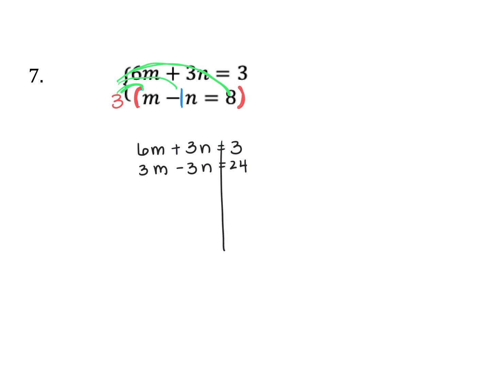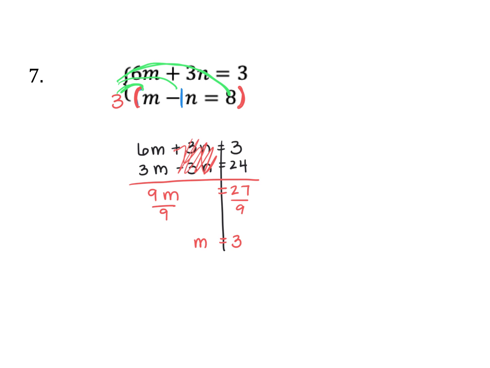Okay, draw my line right here. Now I'm going to add straight down. 6 plus 3 gives me 9m. If I have a positive 3n and a negative 3n, those are gone. I don't have those anymore. And then 24 plus 3 is going to give me a 27. And equals goes in the middle. I have a letter and a number, so they're being multiplied. So I'm going to divide, and I get m equals 3.